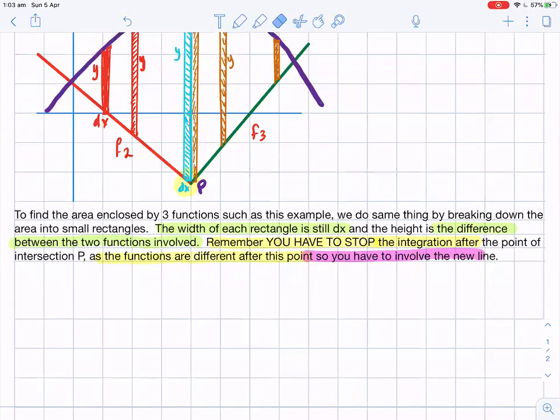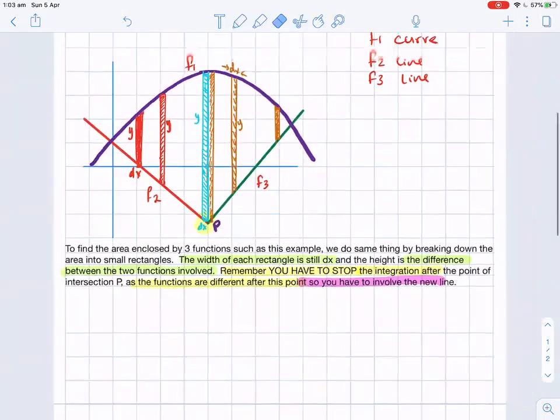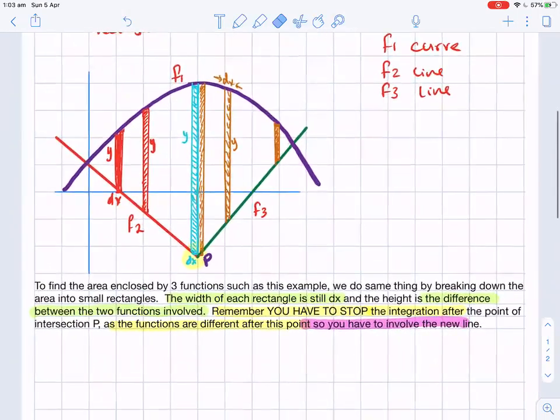Okay, so I just wrote this note for you, just to remind you as well. Briefly, what we do in this kind of example, as I said, function 1 is the curve, and the red line is f2, I just call it f2, and the green line is f3. So it's two lines and one curve. To find the area enclosed between these three functions, we do the same thing by breaking down the area into small rectangles, okay?